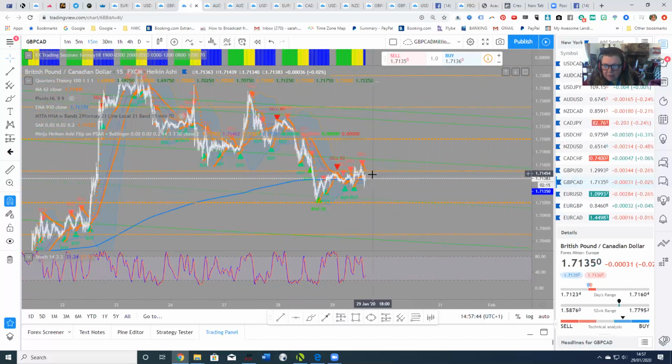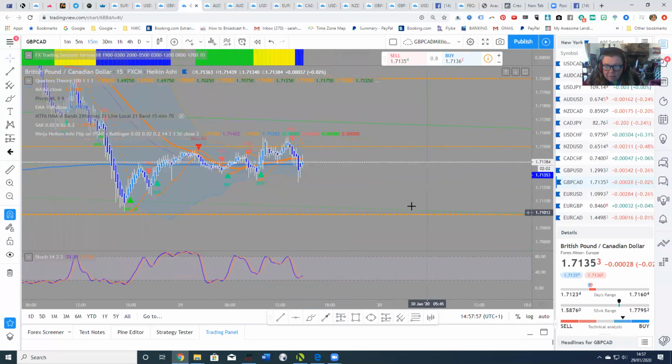It does say sell there, and the 62, I can't quite see what's happening on that, but as you can tell, the market's consolidating a lot at the moment. So very wicky candles. The 62 is above the 15, but it looks like it's flattened out, and anyway it's down below quarter theory. So definitely looking for GCAD for a sell, but it's not ready at the moment.